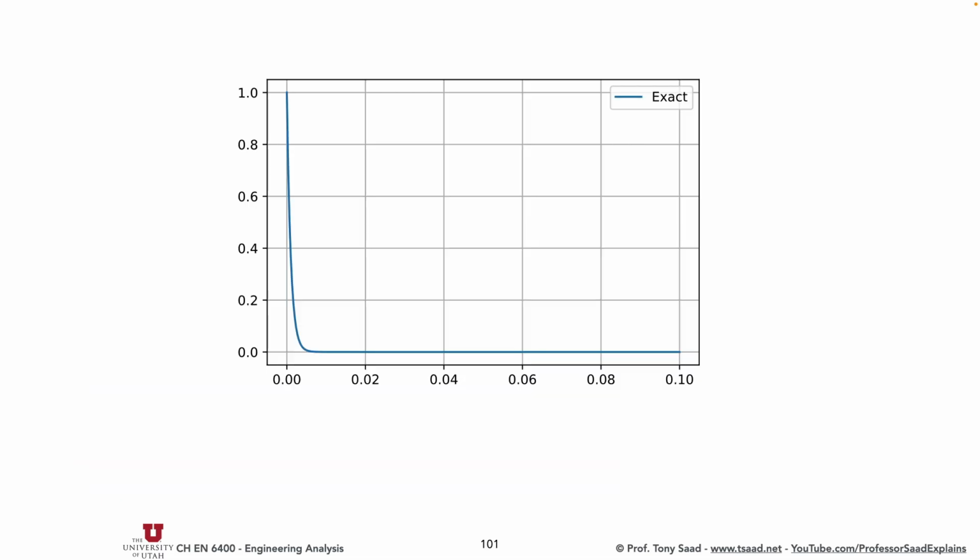This is another problem here, an exponential decay. I have a very fast time scale here and a very slow time scale here. And the ratio is significant, and so this is a stiff system as well. I would use an implicit method for a problem like this.